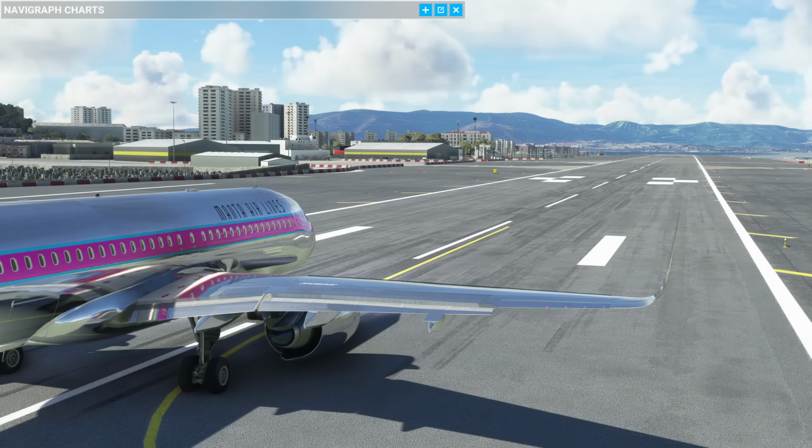Now here, it's not too bad. There are some obstacles over there, but they're quite a way away. So our focus here is getting off the ground in as short a distance as possible. So we're going to use flap 3.